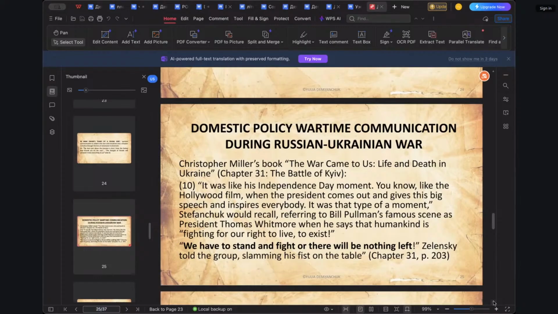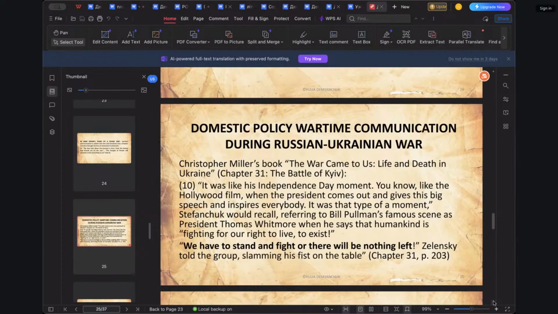The image employed appeals to a cultural archetype of resistance to evil, particularly through the phrase "fighting for our right to live, to exist," which grants moral and political legitimacy to armed resistance.